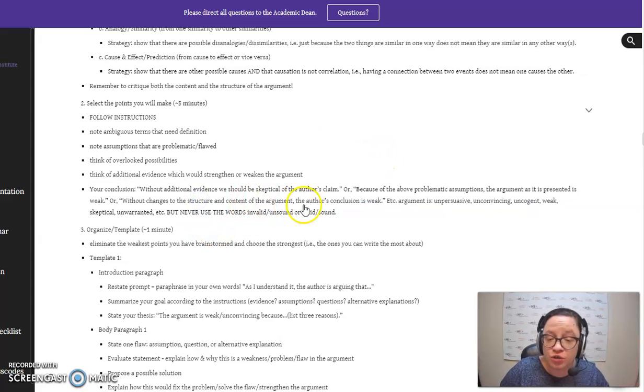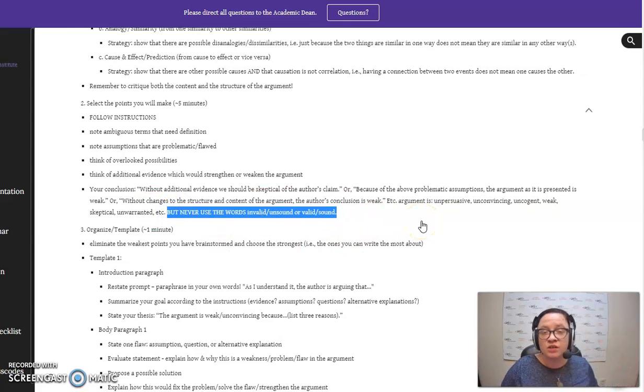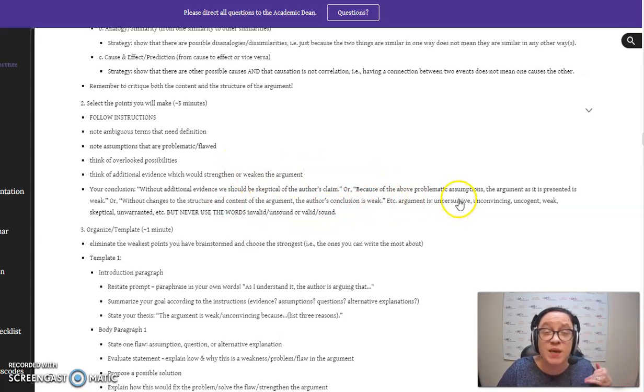Without changes to the structure and content of the argument, the author's conclusion is weak. Or it's unpersuasive, unconvincing, uncogent, unwarranted. But I strongly, strongly advise not to use the words invalid or unsound, valid or sound, because those terms apply to deductive logic, and you may not get somebody who's well versed enough in logic to make that distinction, but if you do, it will get you points lost. So stick to inductive language about being persuasive, being probable, being strong or weak.